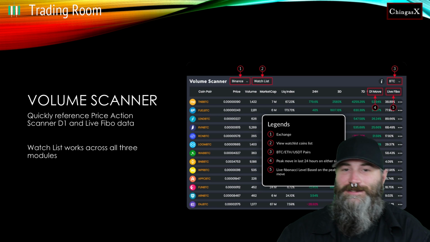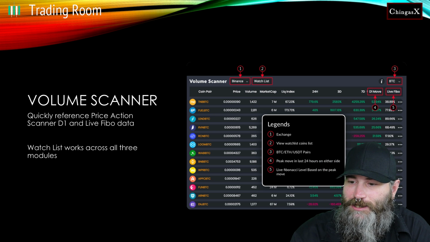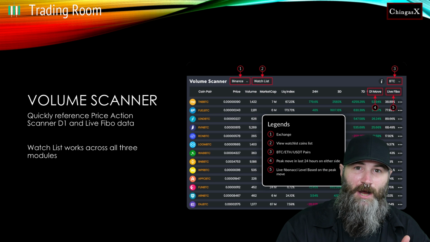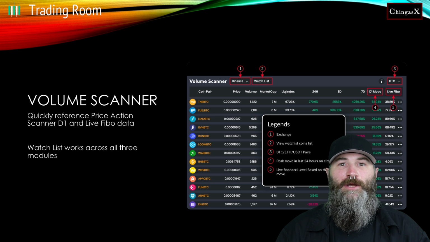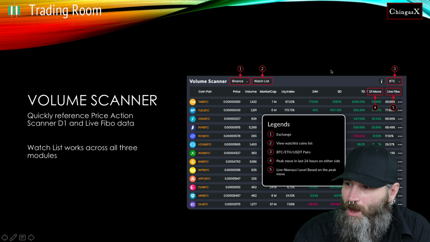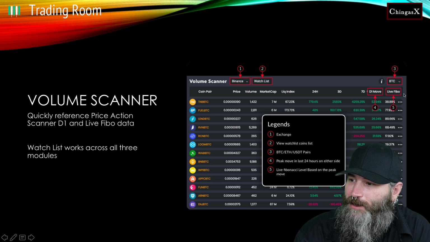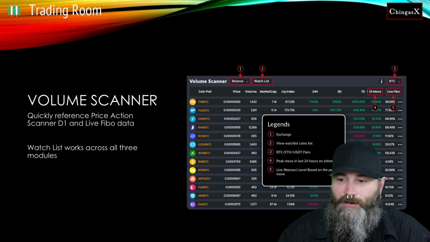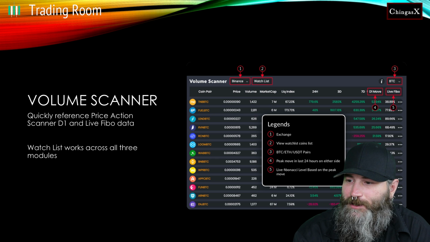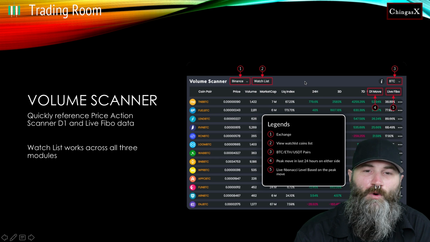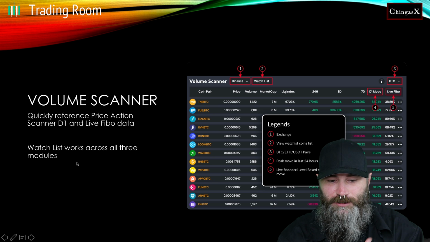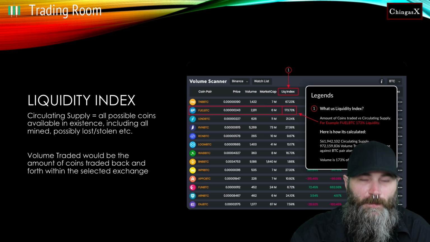So the volume scanner itself, you'll see the exchange on the top along with the watch list. Now the watch list works between all three modules. So save a coin in the watch list, you'll be able to see it again in the RSI scanner and again in the price action scanner. On the far right hand side, you'll see the D1 and the live Fibbo move. That's from the price action scanner brought over to the volume scanner. You'll see why, because we're going to harp a little bit on the 24-hour difference as we get into the types of traders that'll be able to use this most.